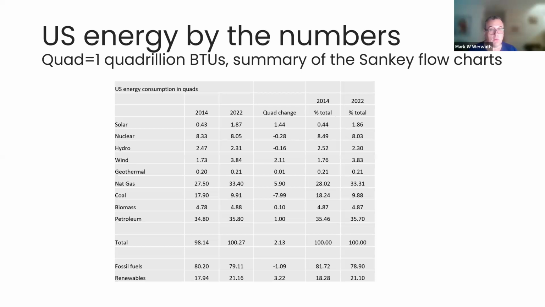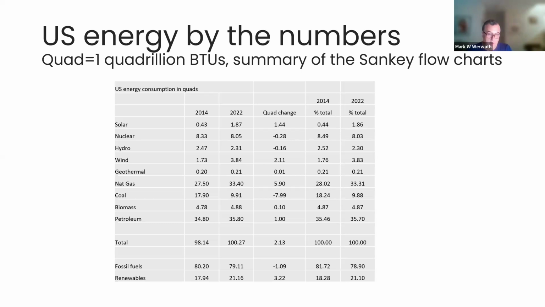Natural gas, on the other hand, has boomed, right? It has gone from 28% to 33%. Now, that's a lot of quads. That's 5.9 quads of additional energy into the system from natural gas. You can call it clean, call it whatever you'd like. It's still a fossil fuel, and it's still very, very destructive to the environment. But we've chosen that over coal. It's been a conscious choice.